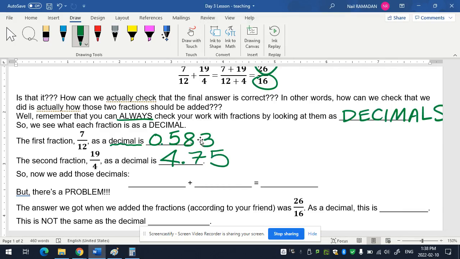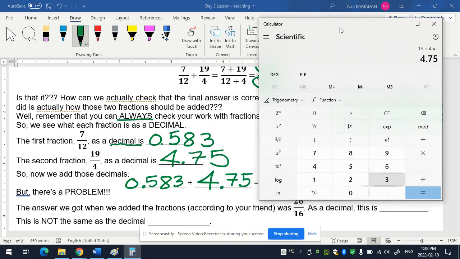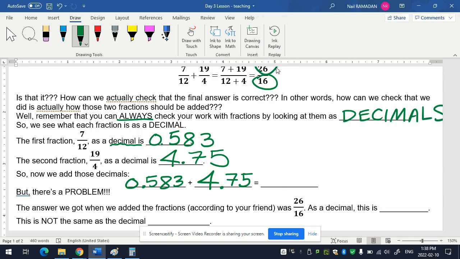Okay, so let's add those decimals. 0.583 plus 4.75. How much is that? Well, whatever my trusty machine tells me. Yep, it's 5 point, well, as far as we're concerned, three threes. 5.333.